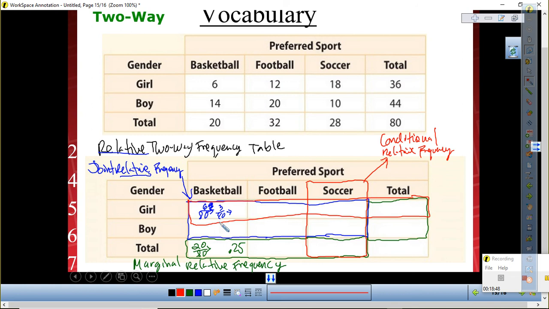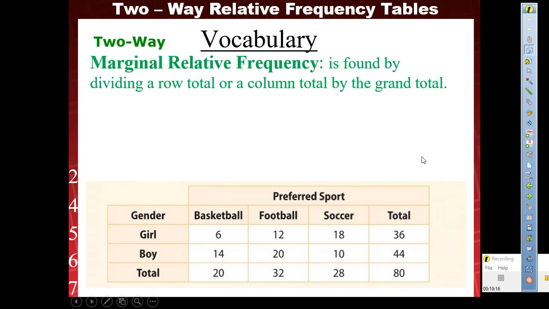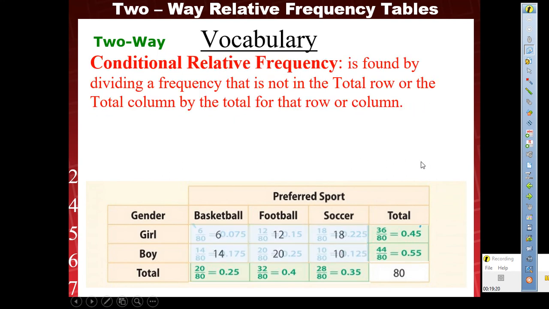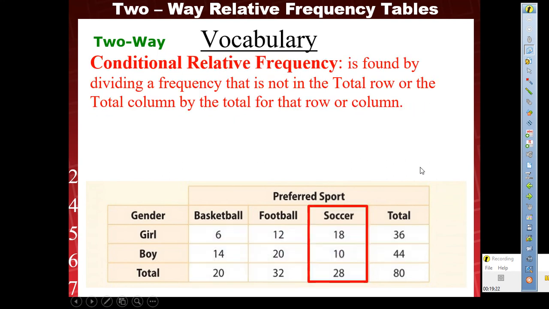So let's see all the three types of parts for the table. Marginal, which are the totals and totals, yes? Joint, which is what's in between. Conditional, when they're talking about a specific part of the table. Everybody with me? All right, let's see how that looks. Okay, we got that, we got that. So we're talking about conditional.